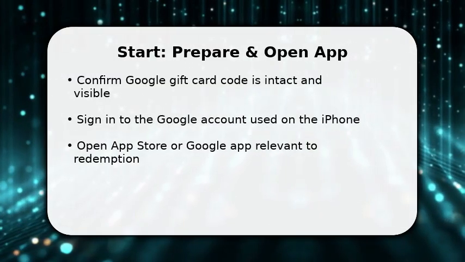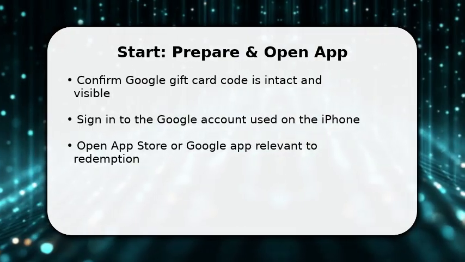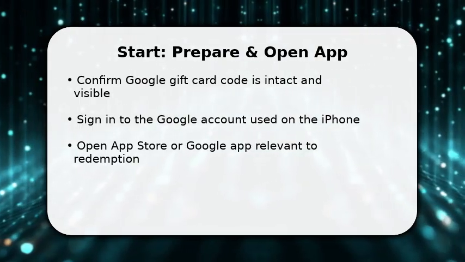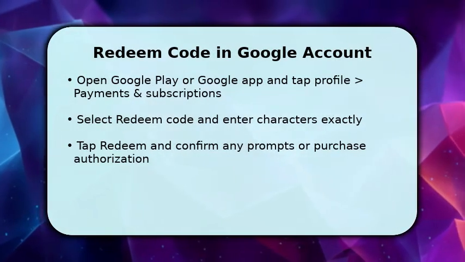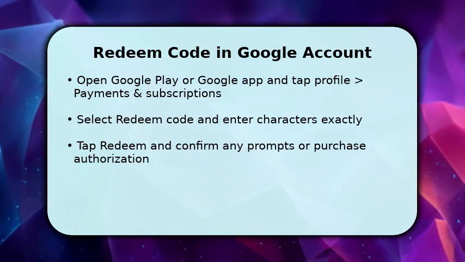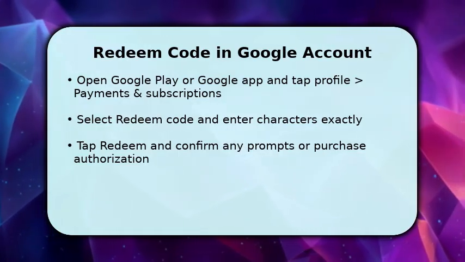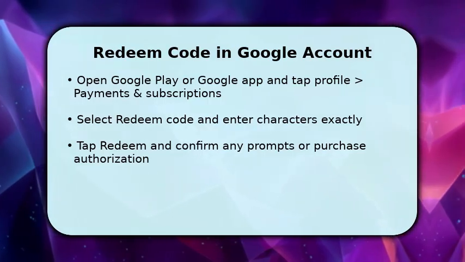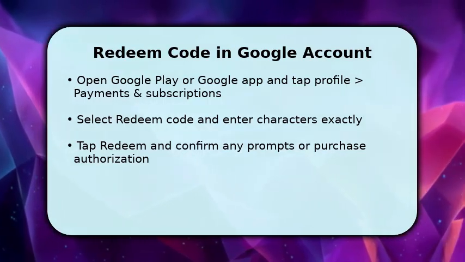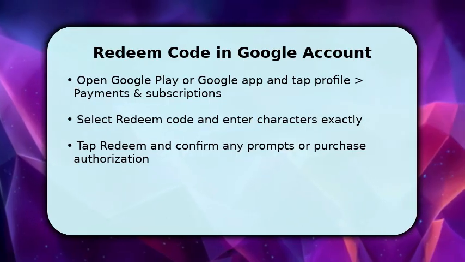This first step links the code to the right account and prevents balance loss, so take a moment to double-check the signed-in email. With your account open, go to Payments and Subscriptions and choose Redeem Code. You need to type the code exactly as shown, so copy carefully. Once you enter it, tap Redeem and follow on screen prompts to confirm adding the balance to your Google account.